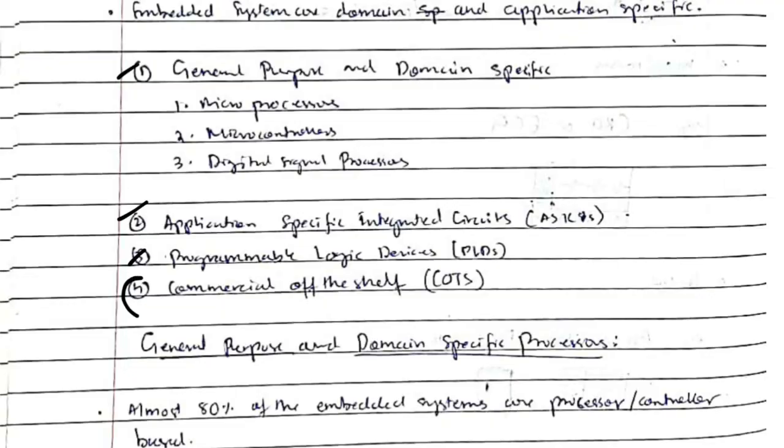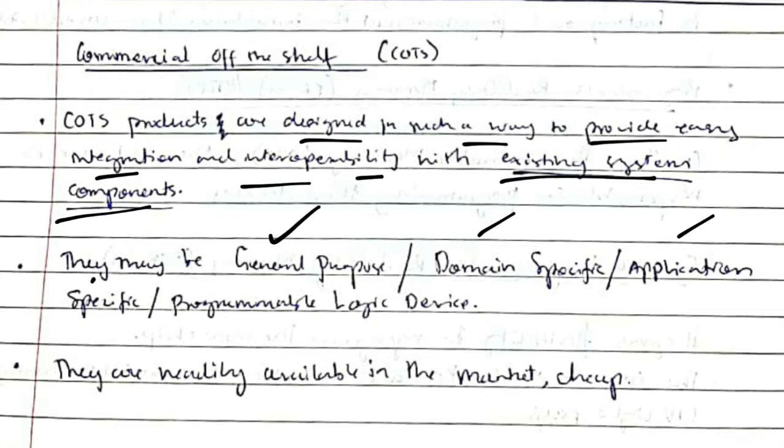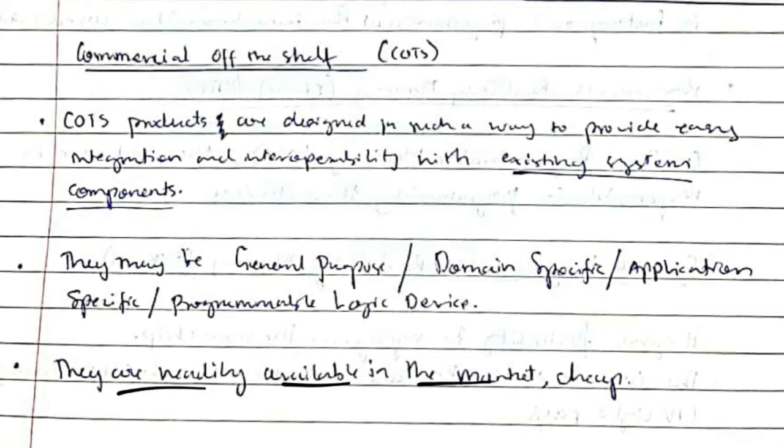Let's move on to the last one, which is commercial off the shelf. To understand this, consider an example of a product which is already created and has some missing functionality. To implement this functionality, we will be using commercial off the shelf products. They are designed in such a way as to provide easy integration and interoperability with the existing system components. There may be general, domain specific, application specific, or programmable logic device types. In all these categories, it's possible to build commercial off the shelf products. They are readily available in the market and they are cheap.